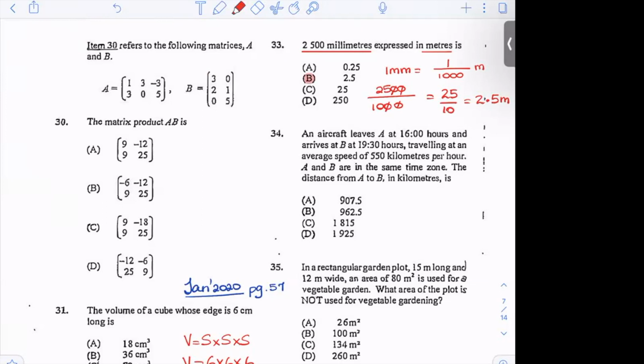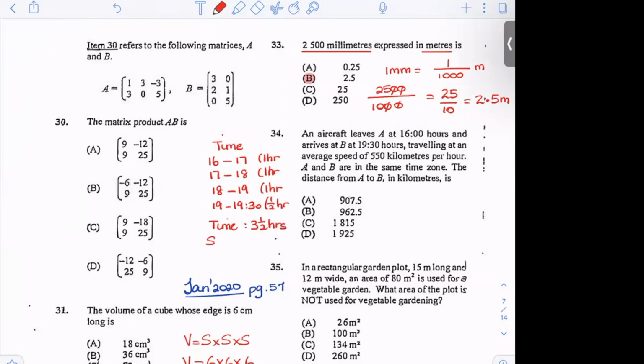An aircraft leaves 1600 hours and arrives at 1930. So the time: 16 to 17 is 1 hour. 17 to 18 is 1 hour. 18 to 19 is 1 hour. And 19 to 1930 is half an hour. So the time is 3.5 hours.